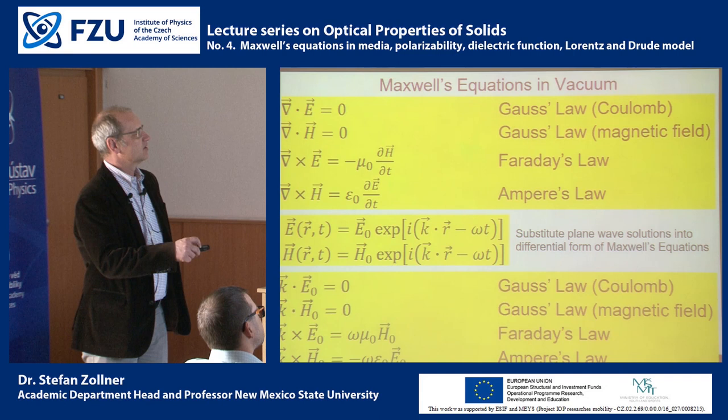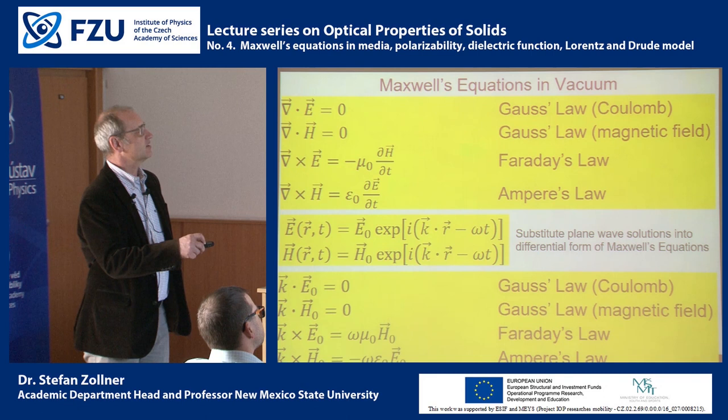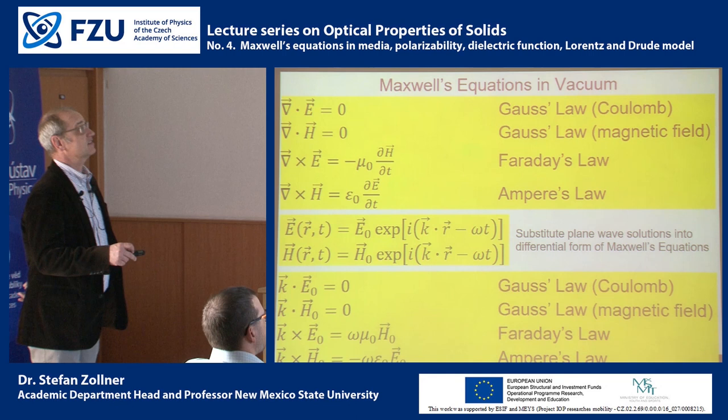So the wave vector is perpendicular to the electric and magnetic fields, and they are perpendicular to each other. This is the dispersion relation, which gives us the wave vector as a function of frequency. And there is also a relationship for the magnitude of the electric field to the magnetic field strength. And this constant here is the impedance of vacuum. So that's what we talked about last time, Maxwell's equations in vacuum.